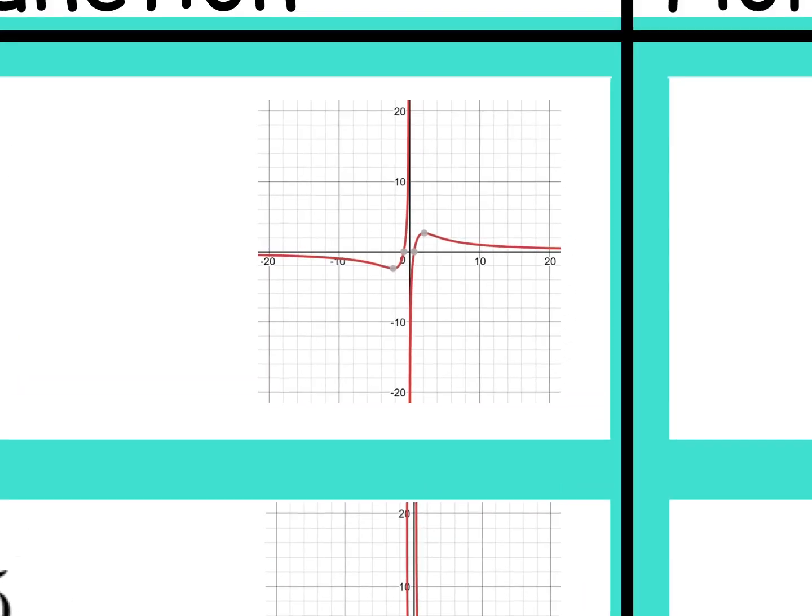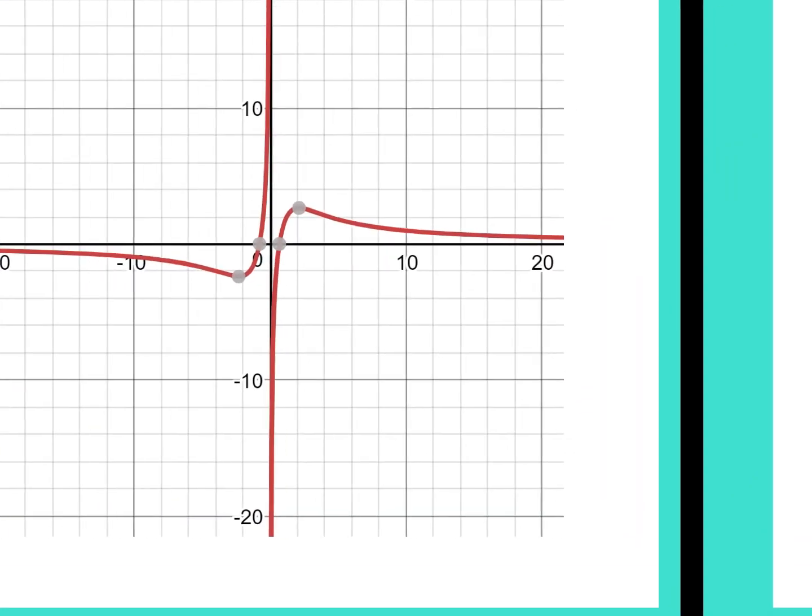So if I just asked you to look at this graph and say, way, way, way over there, what's it going to get closer and closer to? 0. Then there's an asymptote at 0.